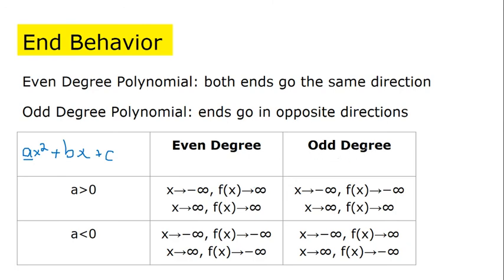So if I had an odd degree function, and I had a leading coefficient a that's greater than 0, so 1, 2, 3, 4, then as x goes to negative infinity, so as I'm going towards the left of the origin, f of x is going to go towards negative infinity. So my left side is going to point down, and then as x goes to positive infinity, f of x goes to positive infinity. So as I move to the right of the origin, my graph is going to point upwards. Okay? And then it's going to be switched around when your a value is negative, when you're dealing with an odd degree function.